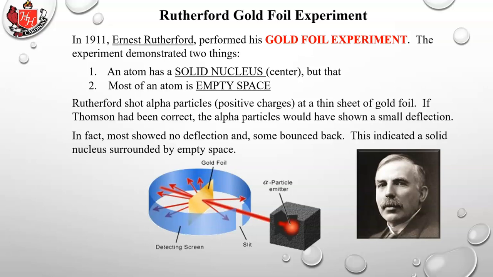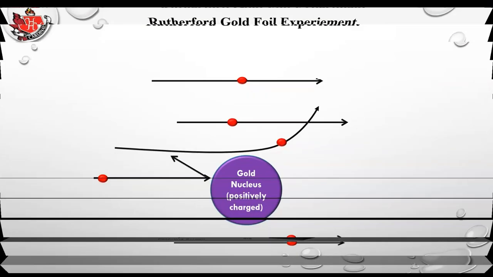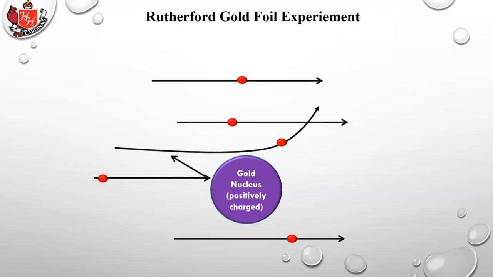This indicated that there was something solid inside of that gold foil, and that was a solid nucleus surrounded by empty space. So here's kind of an image of what's going on there. These little red dots are alpha particles. Most of them fly right by a gold nucleus. If one comes close to it, it'll curve. It'll be repelled because the nucleus is a positive charge. It has protons, and the alpha particles have protons. They have a positive charge, so they'll be repelled and they'll kind of curve away.